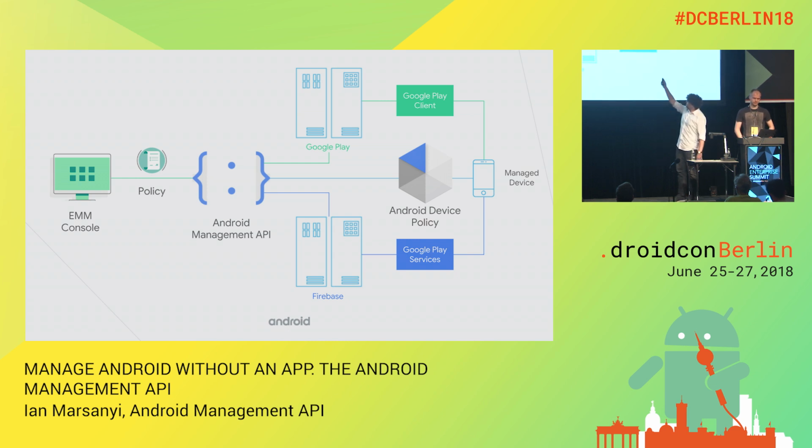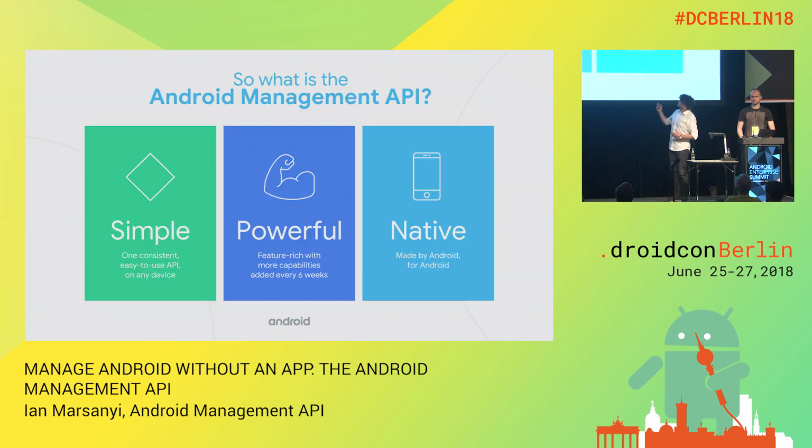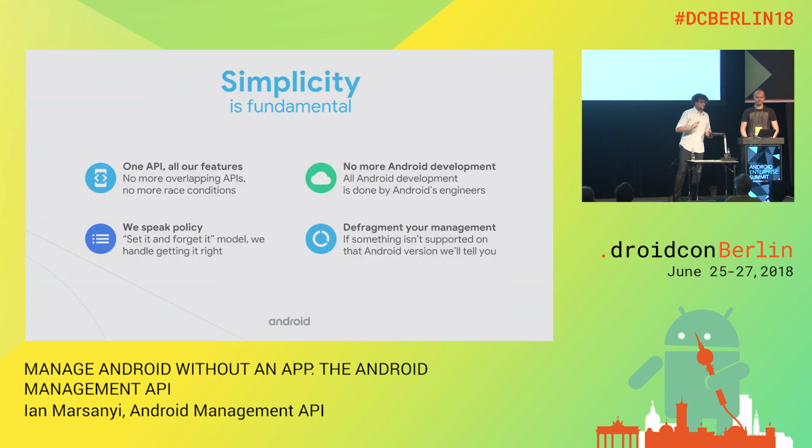But also, we are able to use the rest of our infrastructure that you would already be leveraging and make sure all the timing works out, make sure the race conditions aren't there, all sorts of fun things like that. So let's dig into this a little bit more. Why use the Android Management API? Simple, powerful, native. Buzzwords, let's dig in a little bit more.